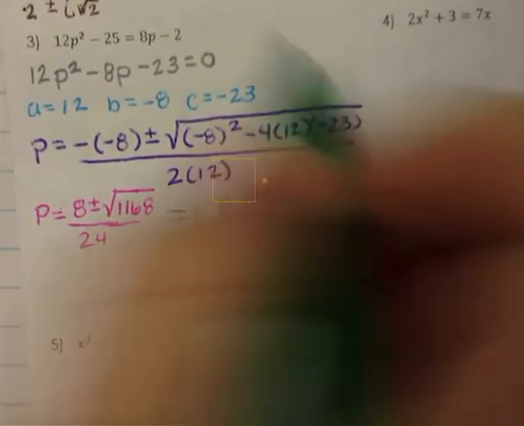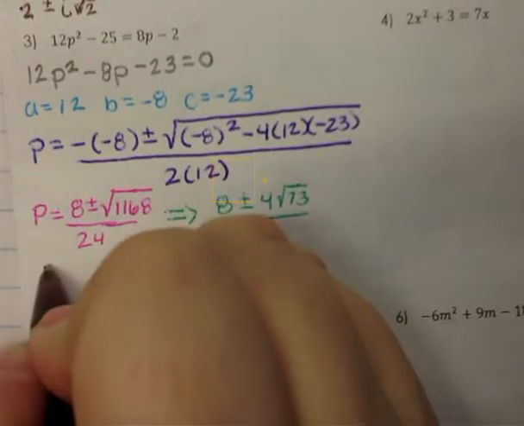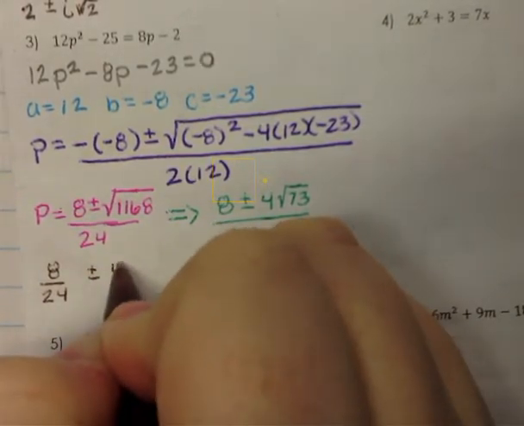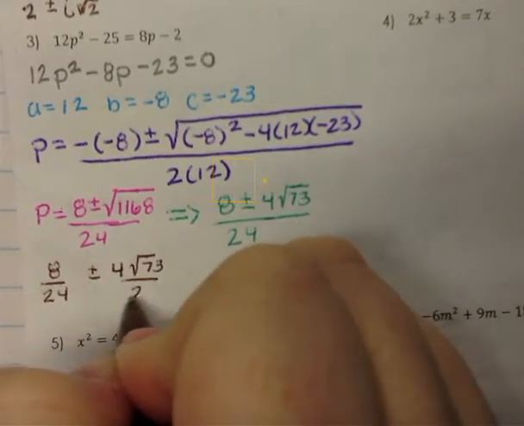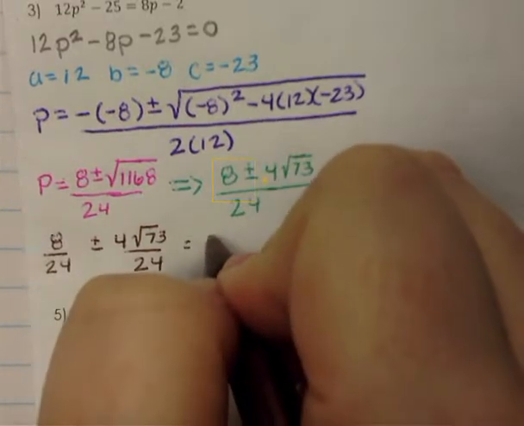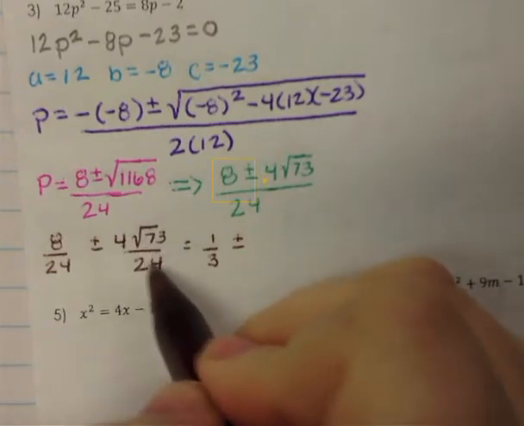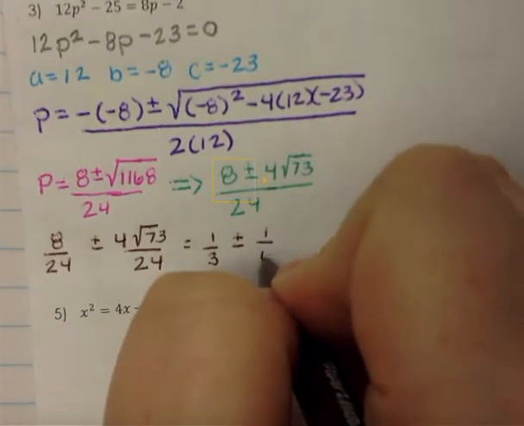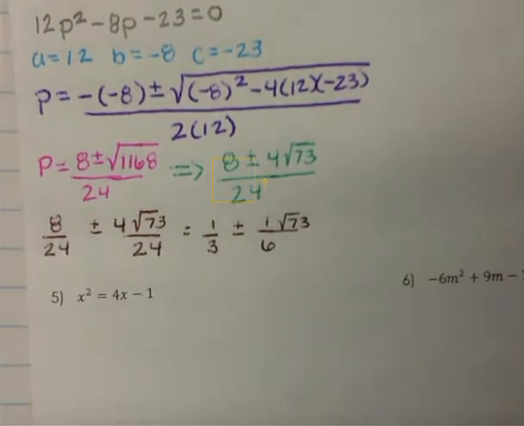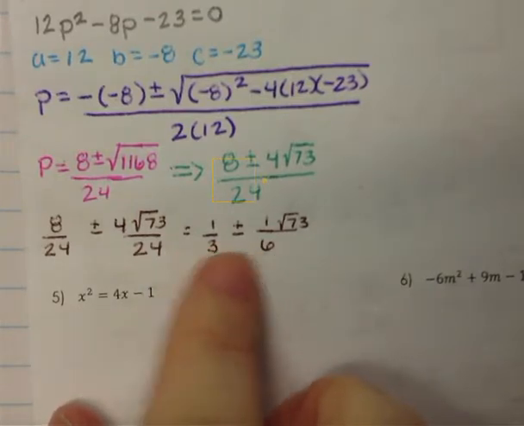So now we just need to simplify everything else further. I'm going to separate these into two different fractions. This is 8 over 24 plus or minus, this is 4 square root of 73 over 24. 8 over 24 is actually 1 over 3, plus or minus 4 over 24 is 1 over 6, and we keep the square root of 73. What that means is, because these do not have the same denominator, I cannot combine them as they are.